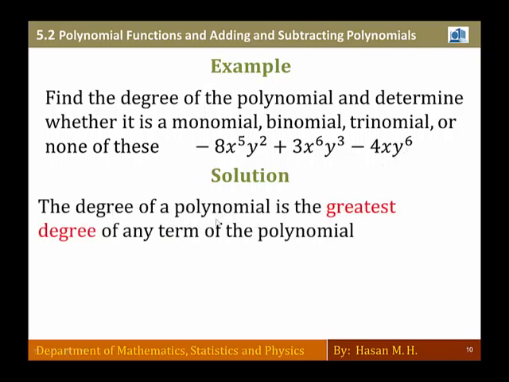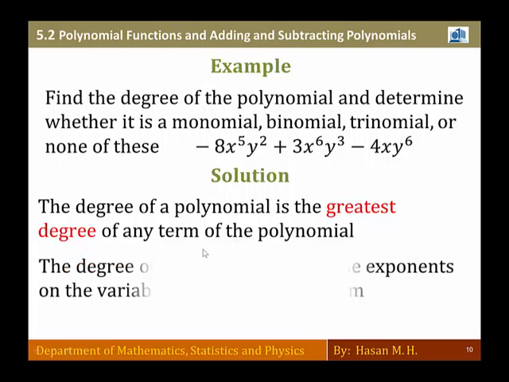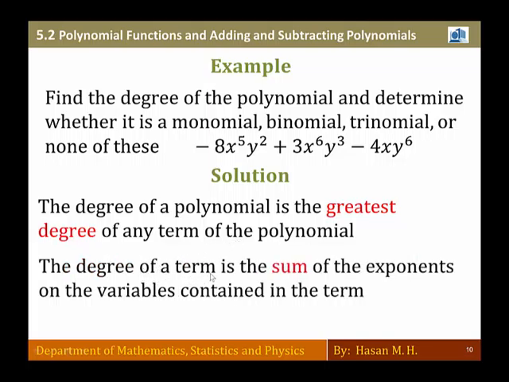The degree of a polynomial is the greatest degree of any term of the polynomial. The degree of a term is the sum of the exponents on the variables contained in the term.